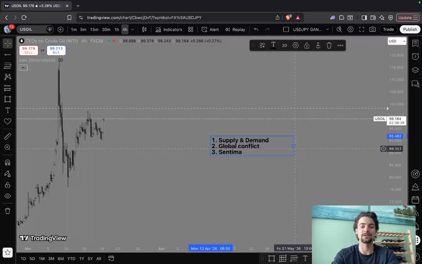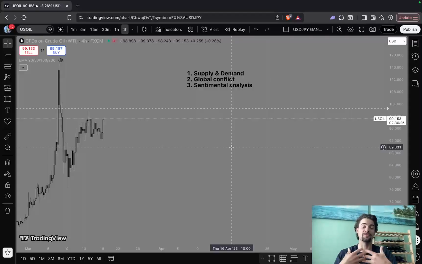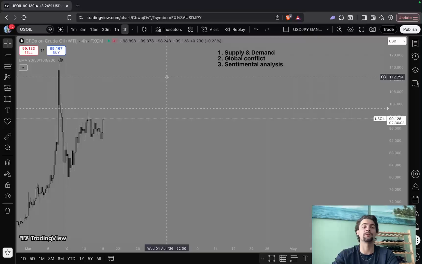sentimental analysis. And what sentimental analysis is, is basically the feeling of investors about the market. So we're going to talk about duration, the effects of everything, and then supply and demand and some factors to consider in the near future. That's what sentimental analysis really is. First and foremost, we're going to start with supply and demand.